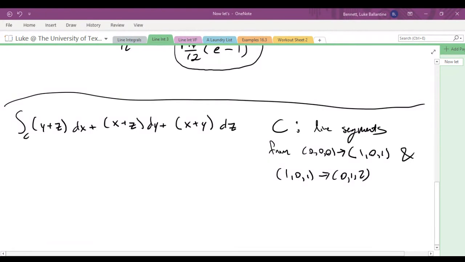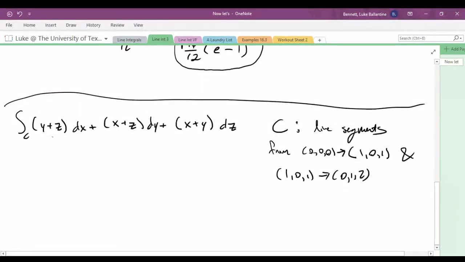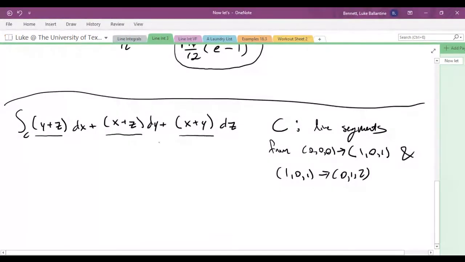Okay, so now we have a curve. Really, we're going to have to break it down into 2 curves. And then we have this one. Okay. So let's think about this. If we have this is P, this is Q, we could call this R.